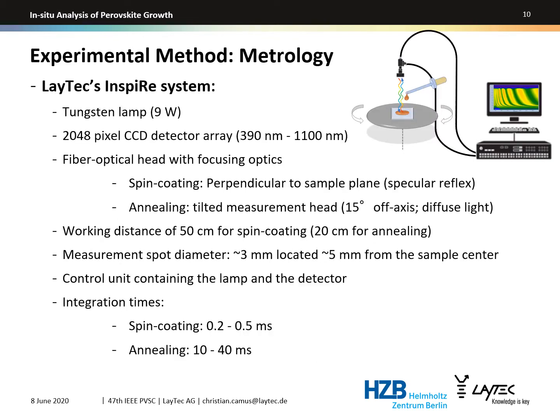The metrology system itself was a prototype of a LayTec-inspired system employing a tungsten lamp for excitation and a CCD detector array from 390 nanometers to 1,100 nanometers for detection. It employed an optical head with focusing optics, and the working distance was in the range of some tens of centimeters with a spot size of some millimeters and an integration time for spin coating well below 1 millisecond and some tens of milliseconds for annealing.